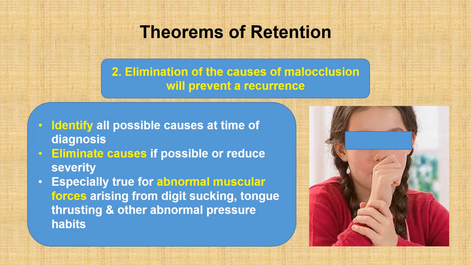Now, the second theorem of retention is that elimination of the causes of malocclusion will prevent a recurrence. As I have already mentioned, we need to identify all possible causes or etiology at the time of diagnosis, and these causes must be eliminated if possible or reduced in severity. Now, this is especially true for abnormal muscular forces arising from habits such as digit sucking, tongue thrusting, and other abnormal pressure habits.